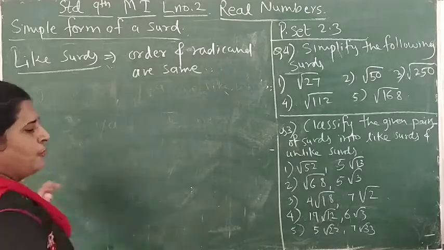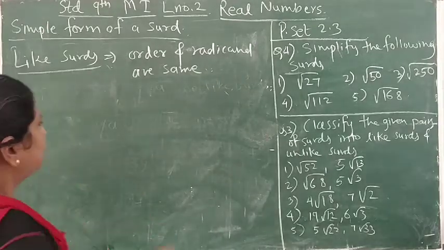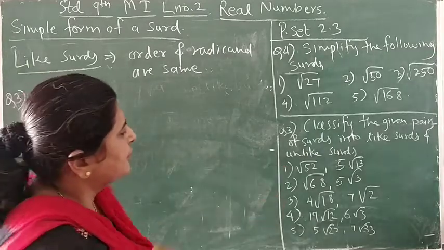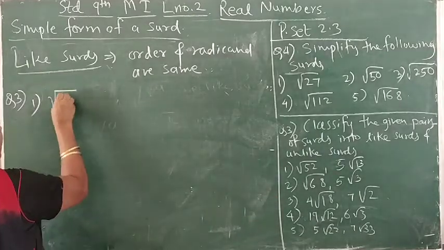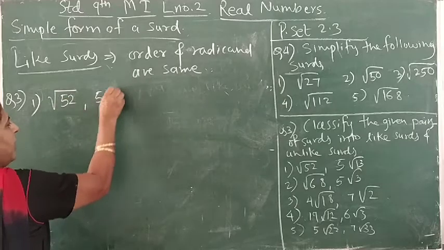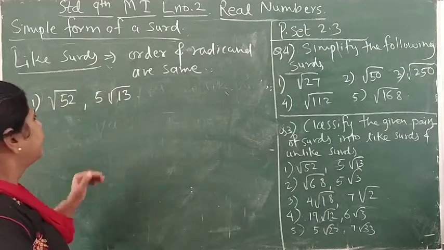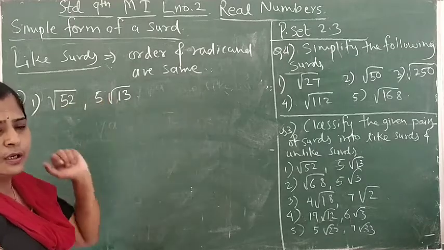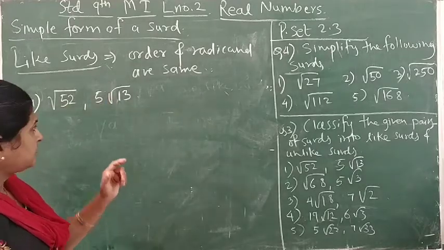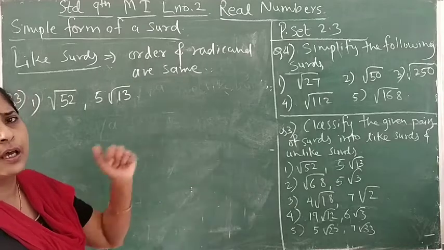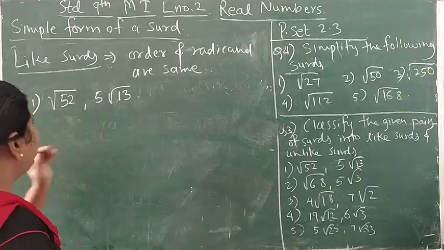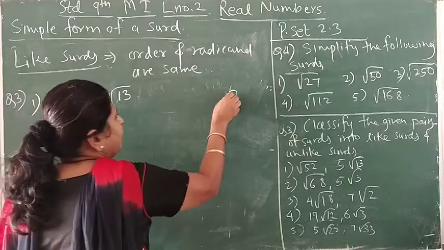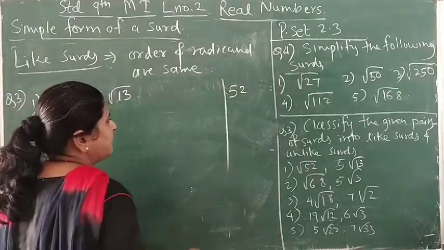Okay. So with this we will solve question number 3. For this question number 3, what is the first pair? The first pair is given as square root of 52 and the other is 5 times square root of 13. If you see the order, it is 2. If you see the radicand, they are not the same. But can we say directly now that they are not like surds? For that, let's check. Do we have factors of 52 where we can get its simplified form?